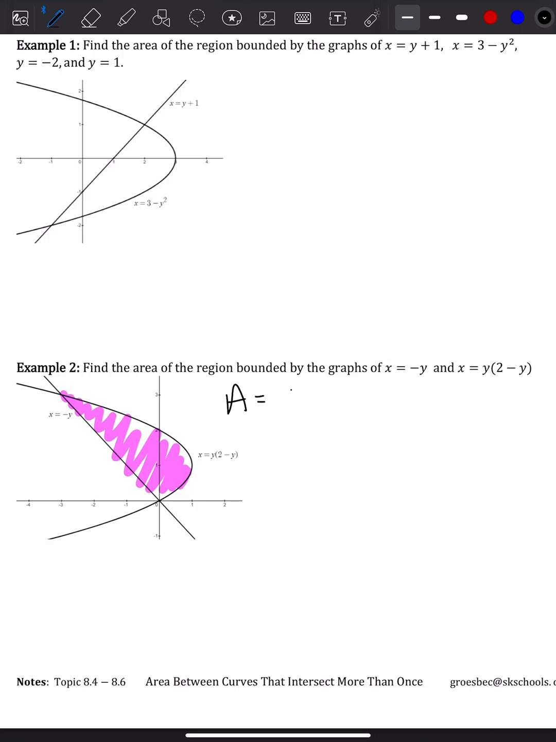So our area is equal to the integral of the bounds we're going to find in a second of our rightmost function minus our leftmost function. Our rightmost function is the function whose values are always to the right, or more positive. So if I were to create a line between these two, the numbers on that parabola are to the right of the numbers on that line. So I know that our parabola here is our right function.